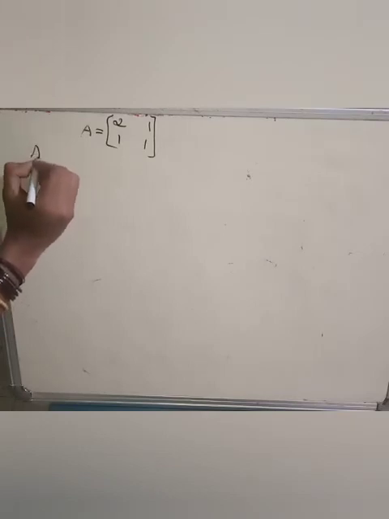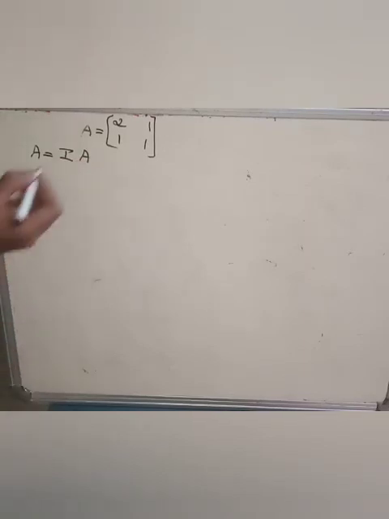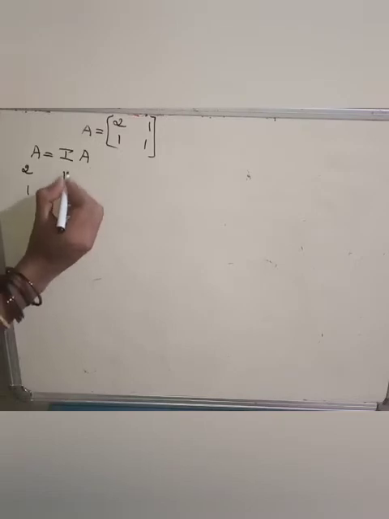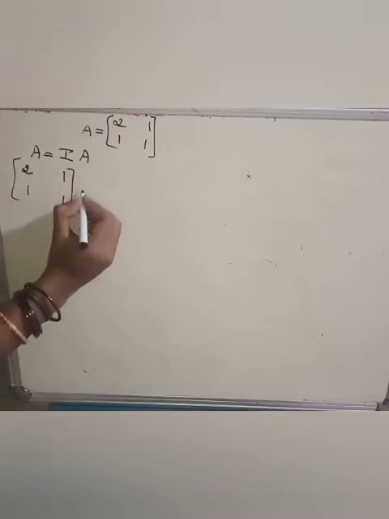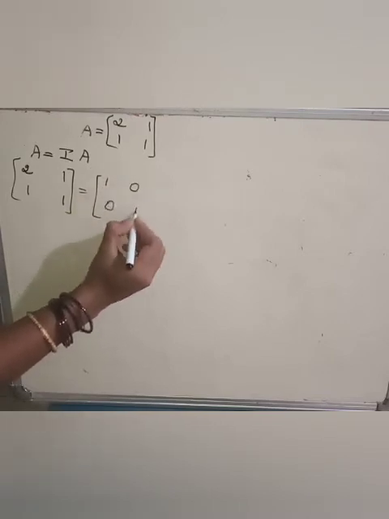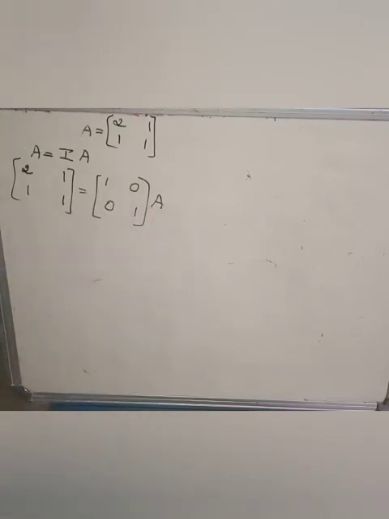We write this as A is equal to I into A. The matrix A is [2, 1; 1, 1], which is equal to the identity matrix [1, 0; 0, 1] into the matrix A. Now again, repeated application of the elementary row operation should reduce A to the identity matrix.